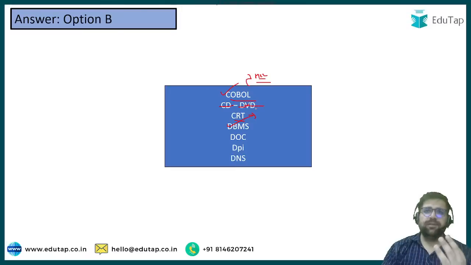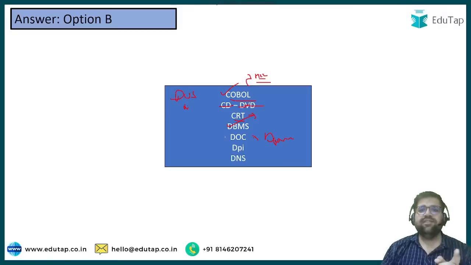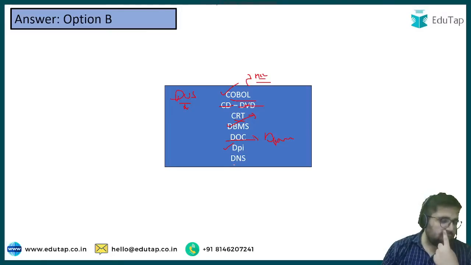Database Management System. Doc is nothing, this is just document. Remember, doc is document. Simple. There is one more thing. DOS. DOS is disk operating system. Okay, so remember the difference. What is doc? Document. What is DOS? Disk operating system. DPI. Can someone let me know the full form of DPI?